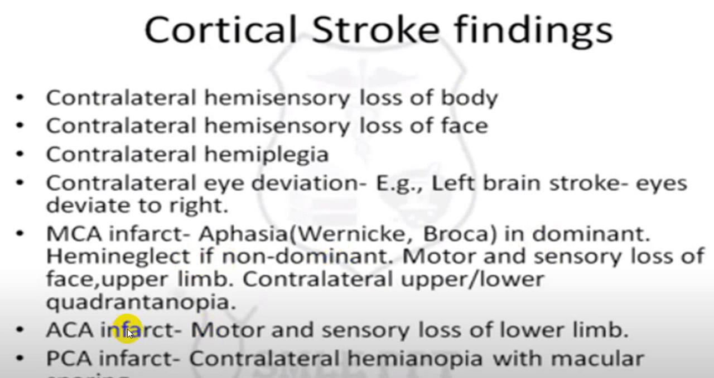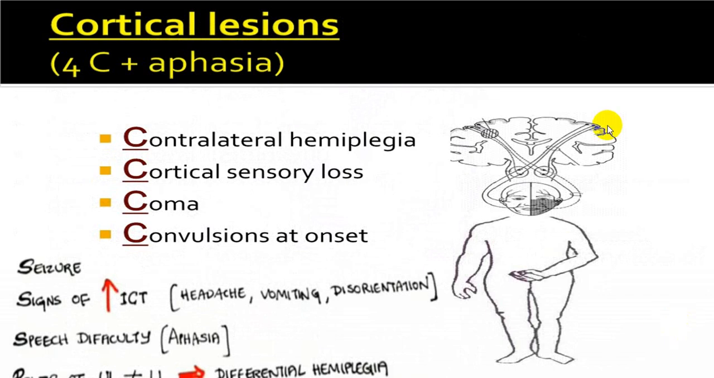Then in an ACA infarct, motor and sensory loss in the lower limb will be more common. In a posterior cerebral artery infarct, contralateral hemianopia with macular sparing will be more common because of involvement of the occipital lobe. These are all the different findings you can come across in a stroke.